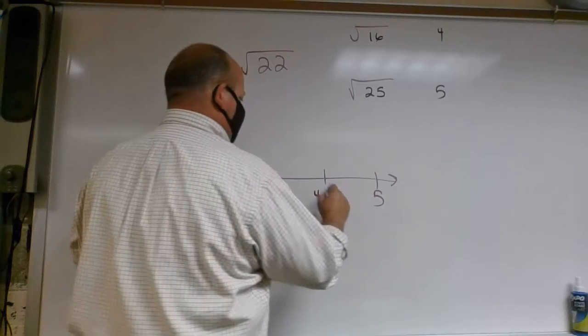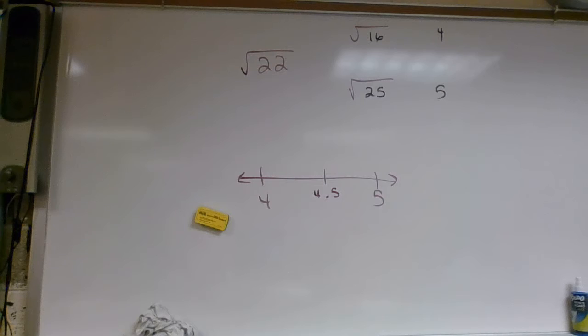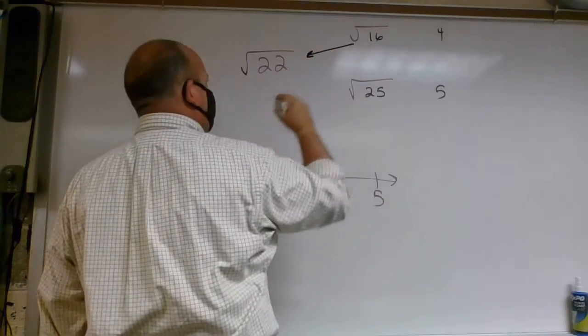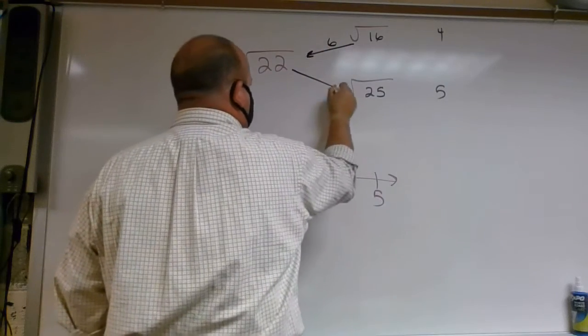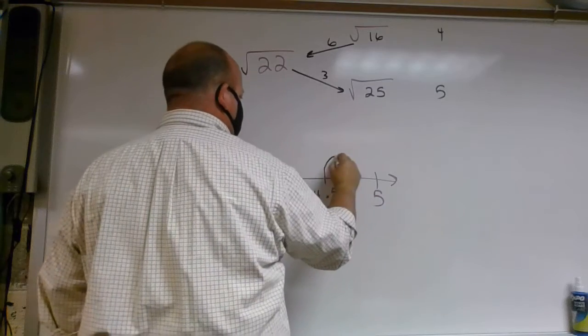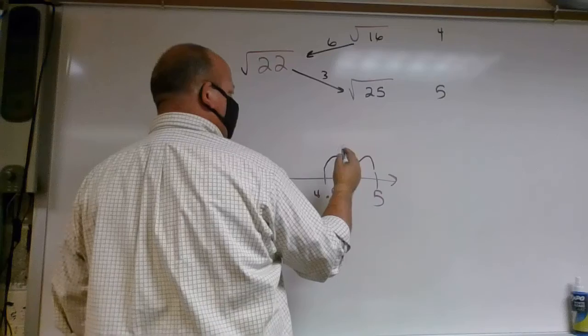4.5. So, just by looking at the numbers that we've been given so far, will our estimate fall on the upper half of 4.5 or the lower half of 4.5? I think it's going to be an upper half. Let's test. How far from 16 is 22? It's 6. How far from 25 is 22? Yes, it is closer to the bigger number, so it would have to fall in the upper half. So anything in there is going to be good.